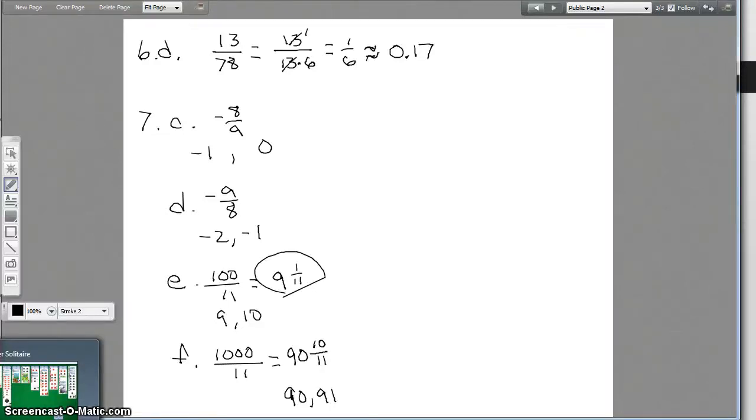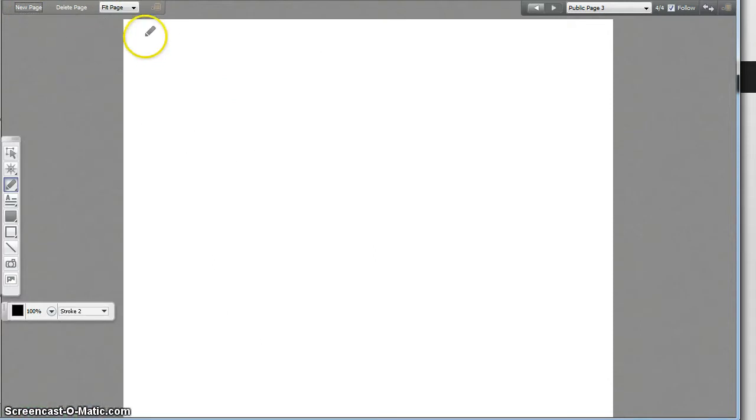So we finished up with number 7, which was just like number 19 that I assigned for homework. Actually, no, that was just like number 18 that I assigned for homework. So now we're going to start with number 8. Number 8 says reduce each of the following fractions to lowest terms. So we're going to do just a couple of these as examples.